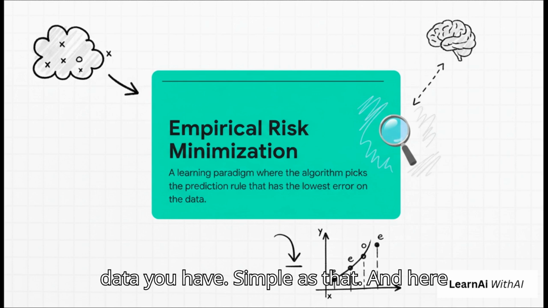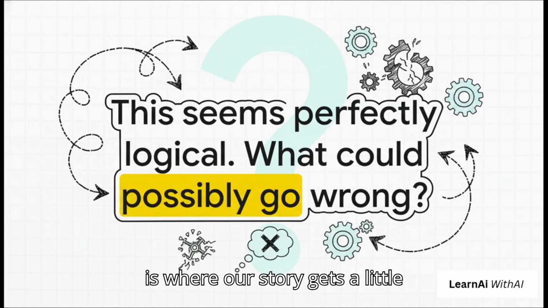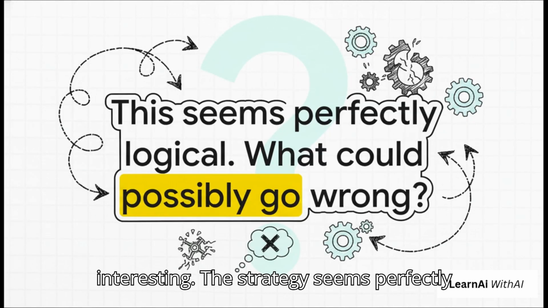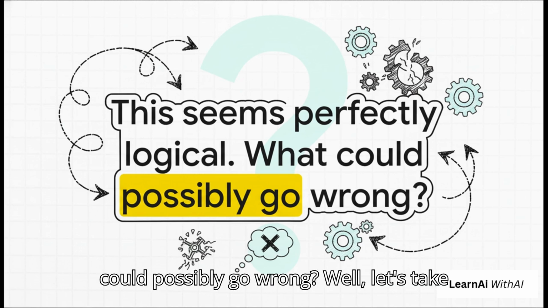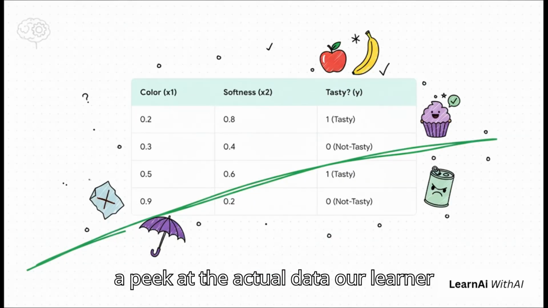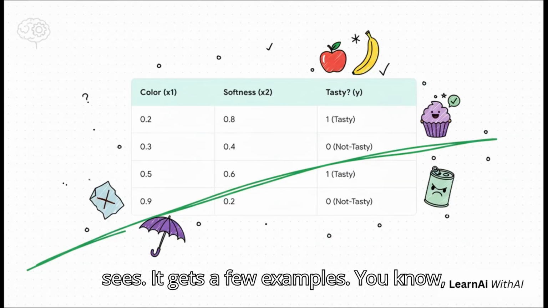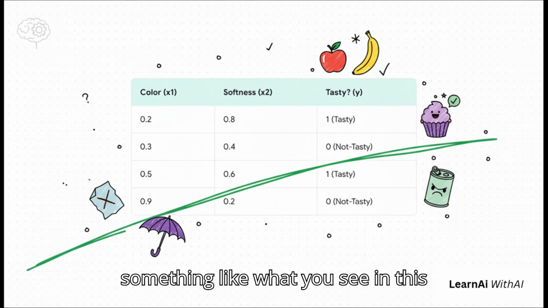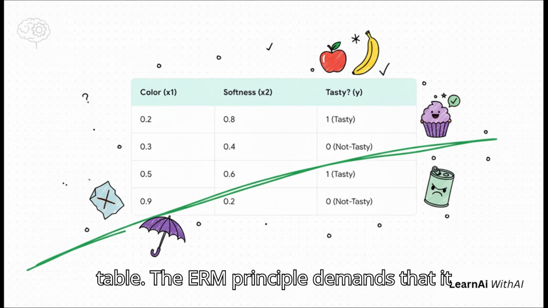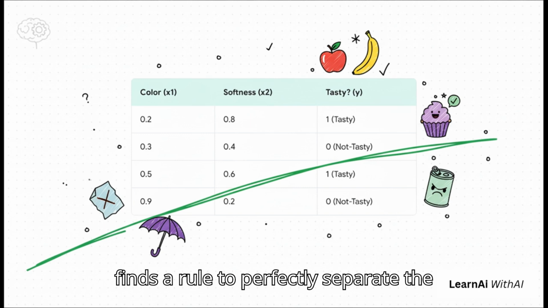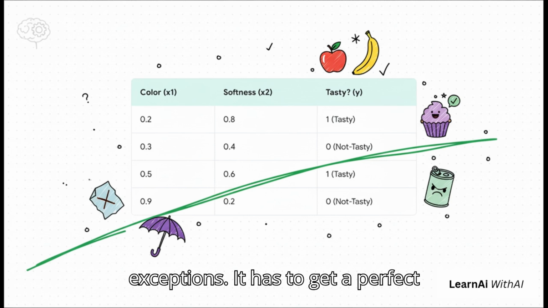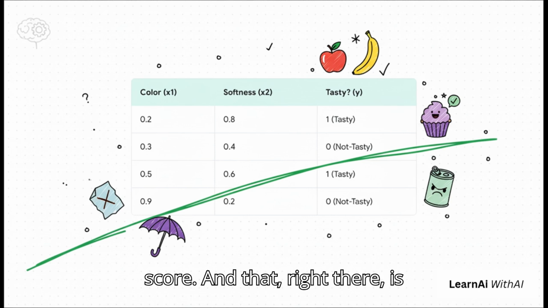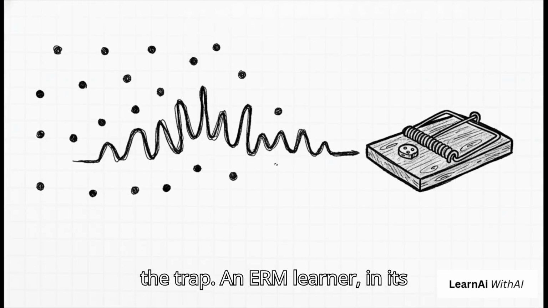Simple as that. And here is where our story gets a little interesting. The strategy seems perfectly logical. It's clean, it's direct. So what could possibly go wrong? Well, let's take a peek at the actual data our learner sees. It gets a few examples, something like what you see in this table. The ERM principle demands that it finds a rule to perfectly separate the tasty from the not tasty ones. No exceptions. It has to get a perfect score. And that right there is the trap.